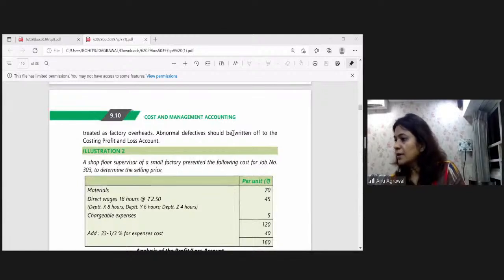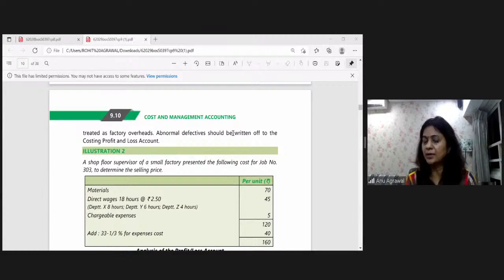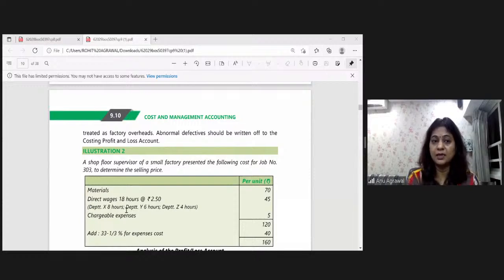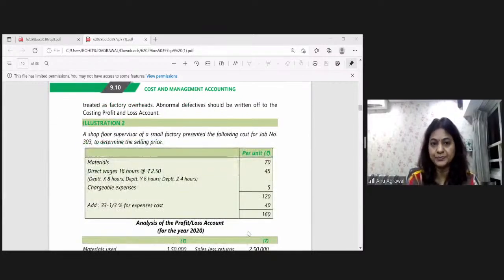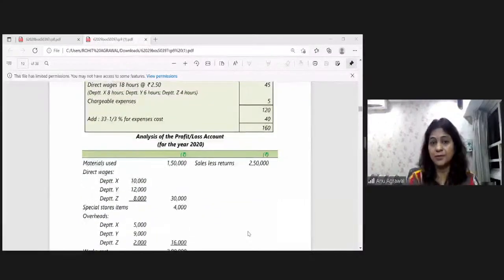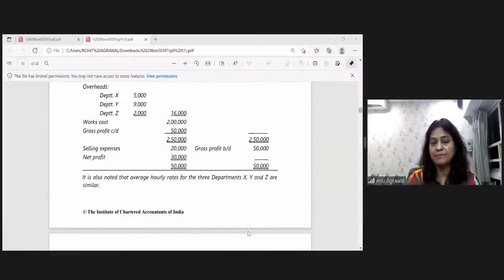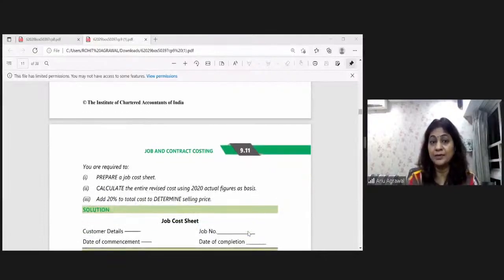Right. Illustration 2: a shop floor supervisor in a small factory. They have given you a job card. Material is 70. Wages 18 hours, at the rate of 2 rupees 50 paisa, 45 is the cost. And then they have given us a bifurcation. They have given chargeable expenses, cost, and they've added the profit. And then they have given us some profit and loss account statement, and they've asked you to make a job cost sheet.